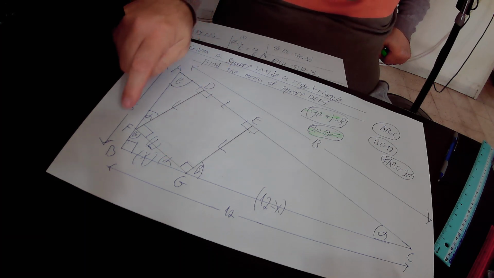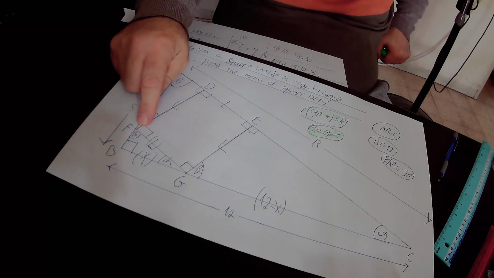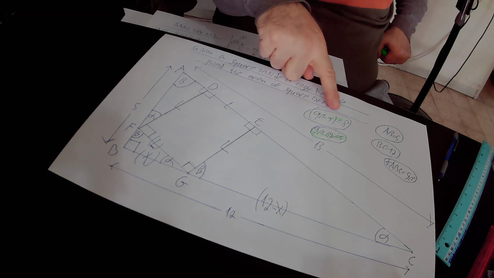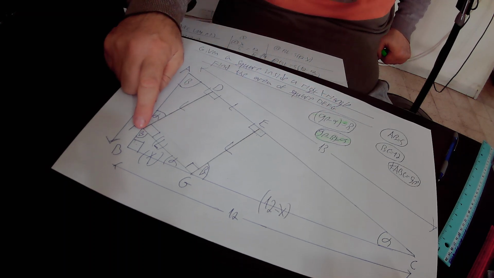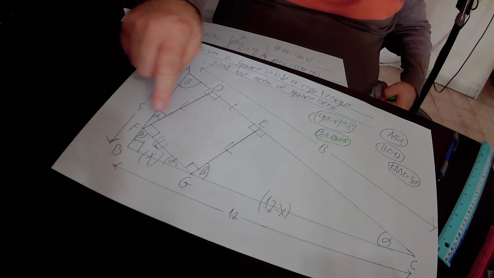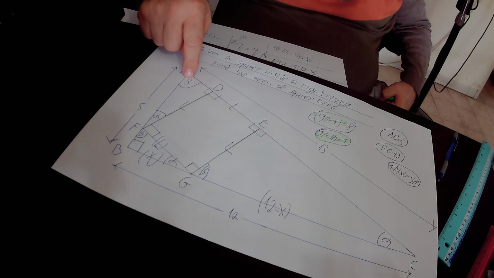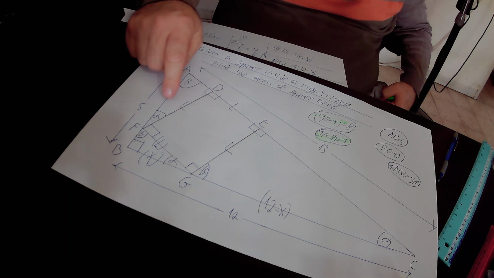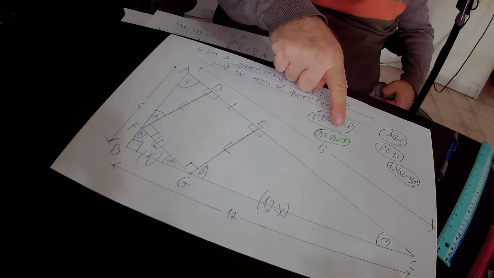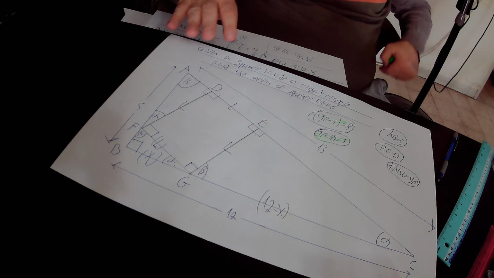In the right triangle FBG, this angle equals alpha, this angle equals 90 degrees, therefore the missing angle here must be equal to 90 degrees minus alpha. But 90 degrees minus alpha equals beta, therefore the missing angle here equals beta. In the right triangle AFD, this angle equals beta, this angle equals 90 degrees, therefore the missing angle here must be equal to 90 degrees minus beta. But 90 degrees minus beta equals alpha, therefore the missing angle here equals alpha.